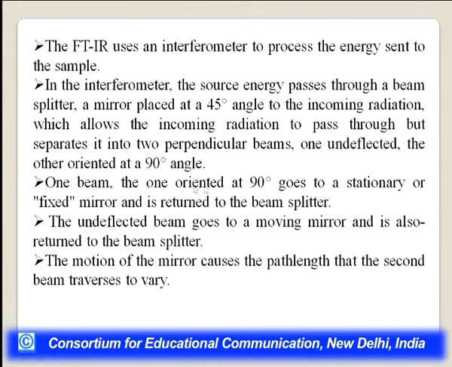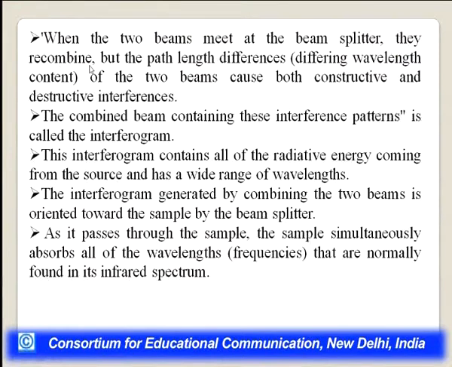One beam, the one oriented at 90 degrees, goes to a stationary mirror and is returned to the beam splitter. The undeflected beam goes to a moving mirror and is also returned to the beam splitter. The motion of the mirror causes the path length that the second beam traverses to vary. When the two beams meet at the beam splitter, they recombine, but the path length differences of the two beams cause both constructive as well as destructive interferences.